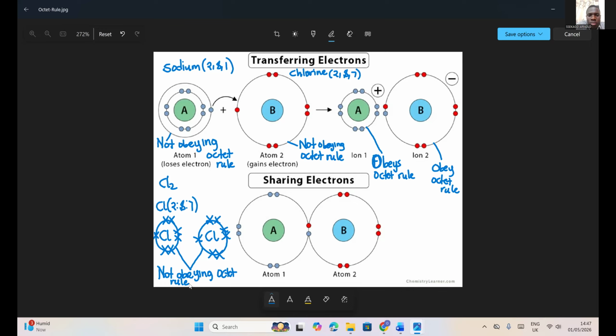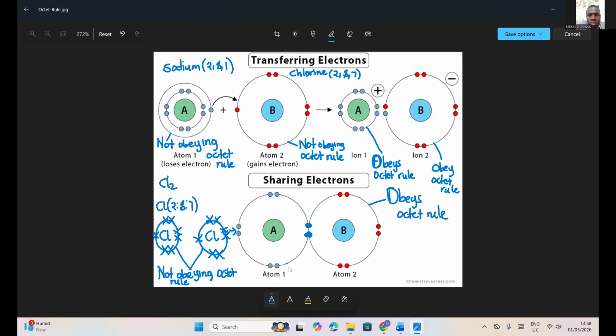Now you see here, they bond. Here they bond, and it is a covalent bond. So one chlorine contributes 1 electron, and the other chlorine also contributes 1 electron. Now look at this circle only. This circle obeys the octet rule.